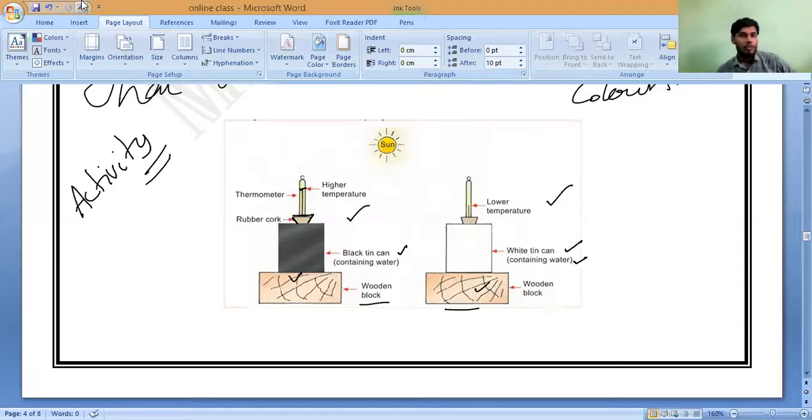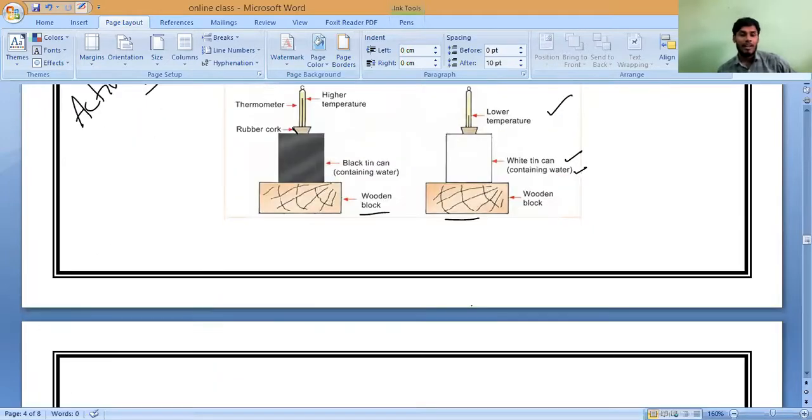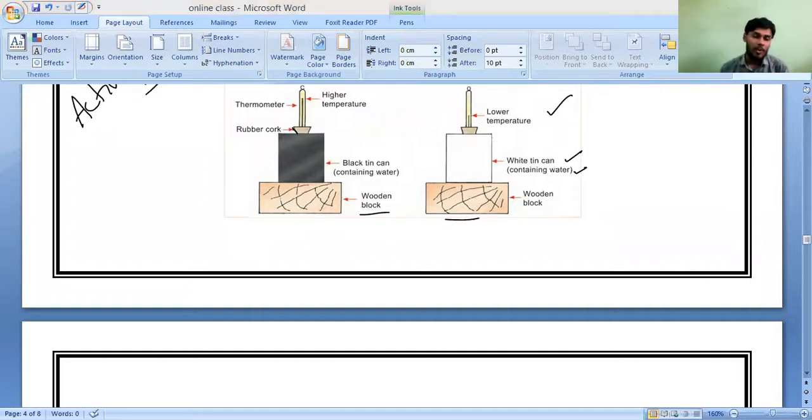Hari? Yes, sir. So from this we can conclude, and we can do this activity also in our home. So from this I can conclude that dark color objects can absorb more heat energy or more heat radiations than the light color objects. Correct or not, Hari? Yes, sir. So from this I can write, black objects absorb more heat radiations than white objects. That is what you should write.